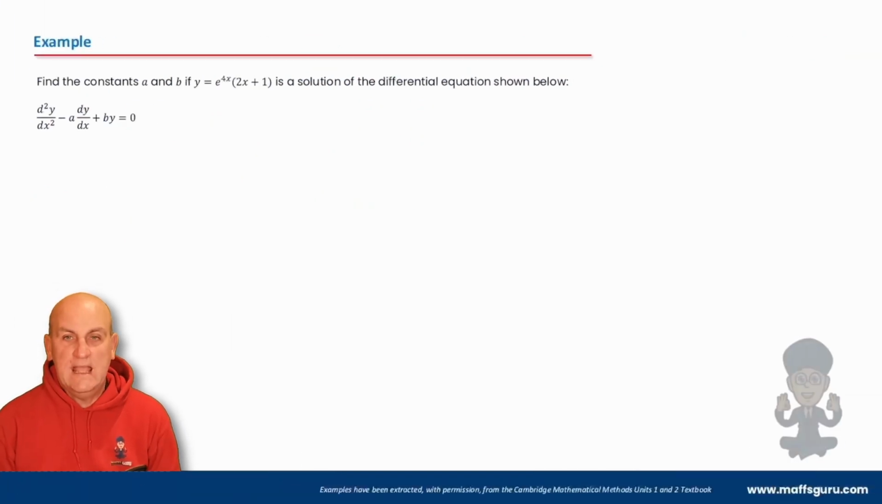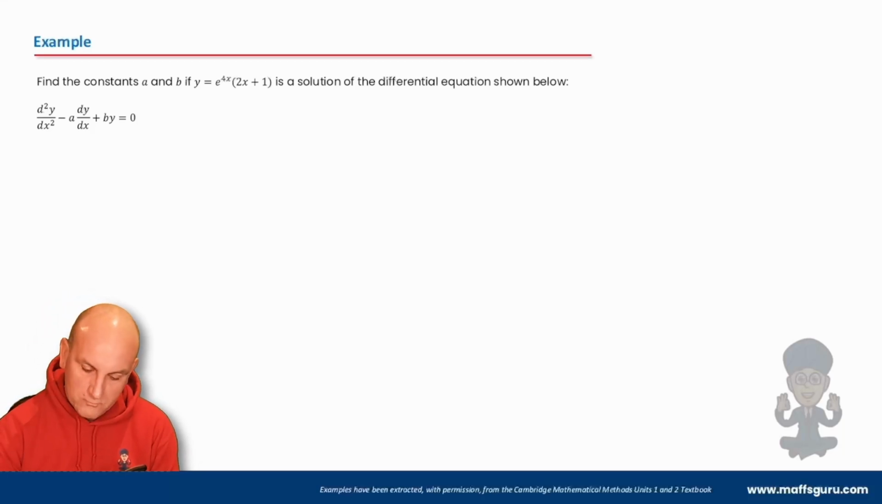Find the constants a and b if y equals e to the power of 4x, brackets 2x plus 1, is a solution to the differential equation below. All right, okay, now, again, to me, this all feels just a little bit more formulaic. Hopefully, I've got enough room to be able to do this. Let's see what happens. Right, we have y is equal to, what is that? e to the 4x, 2x plus 1. So, dy by dx.